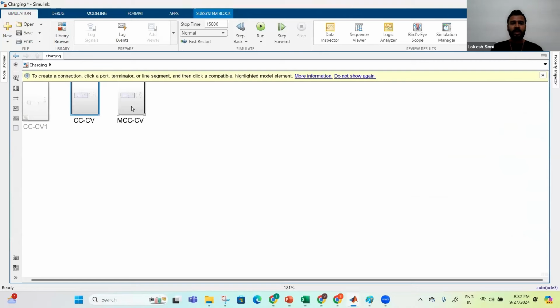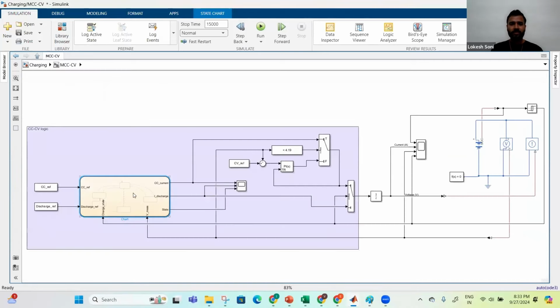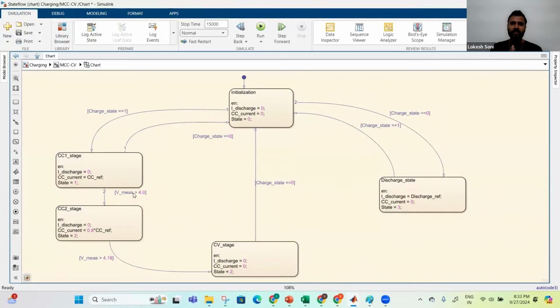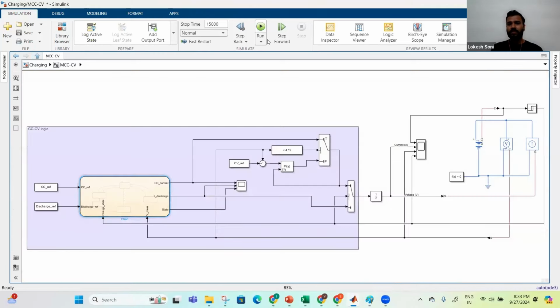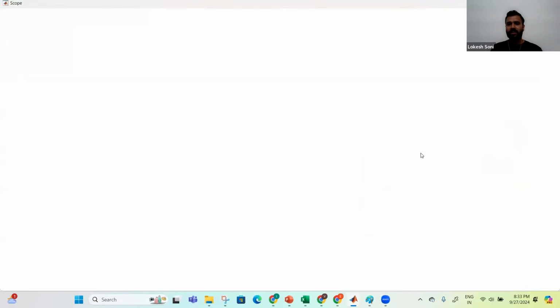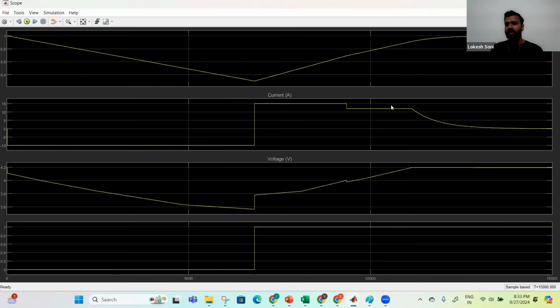Okay. I have implemented MCC also. The intent of implementing this is to show how at one place only we can modify things. If you want to do boost charging, you can add more things here and not disturb the other part of your simulation. So I've just created one more CC. I changed the reference value of CC, and it has already run. So here the MCC is changing.